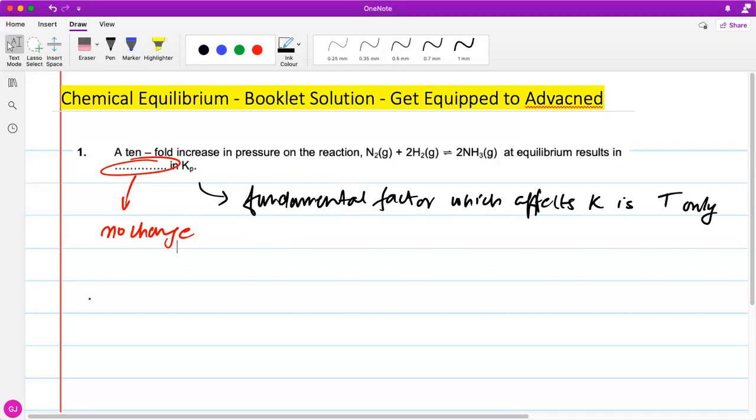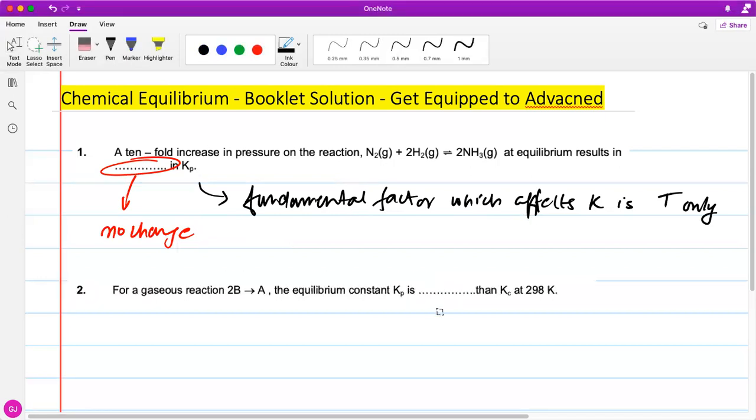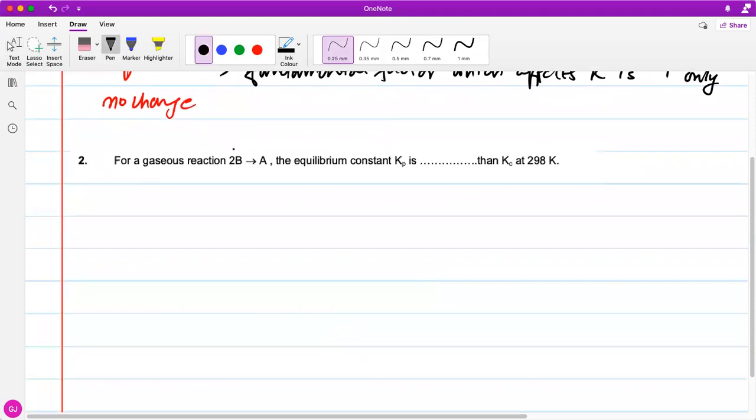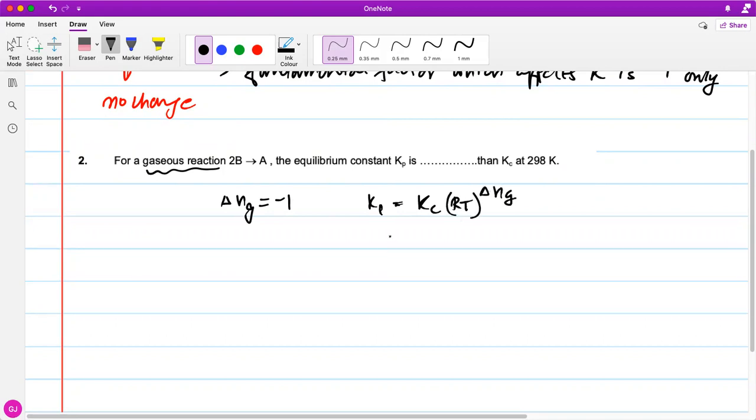Right, pretty simple. The second question asks that for a gaseous reaction 2B goes to A, the equilibrium constant Kp is fill in the blanks than Kc. Now, it is written a gaseous reaction, that means both B and A are gaseous, and delta Ng here is -1. And we know the relationship between Kp and Kc: Kp is equal to Kc into RT raised to the power of delta Ng. Right? So a negative value of delta Ng implies Kp is less than Kc.